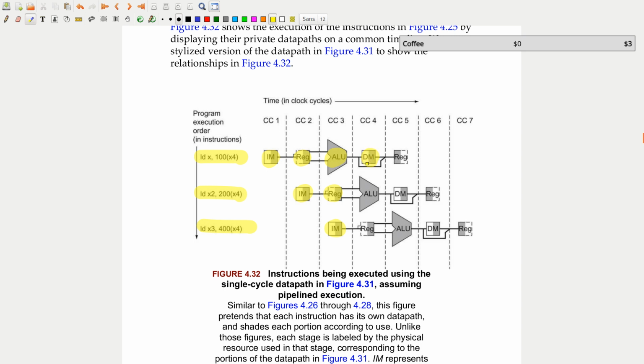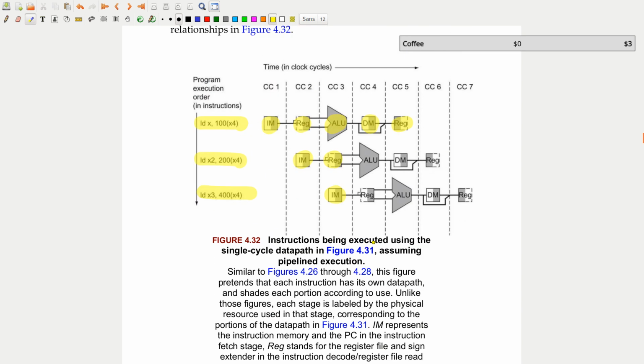Here, we're loading something from data memory to the register, and then finally we want to write it back. So for a load, we get something from data memory, and it goes out to the next stage to the register, and so on. This is assuming pipeline execution, so we can just overlap instructions. There are no dependencies here because we'll never be accessing data memory in the same clock cycle as another instruction, so we're not going to run into any hazards. So we're okay here.